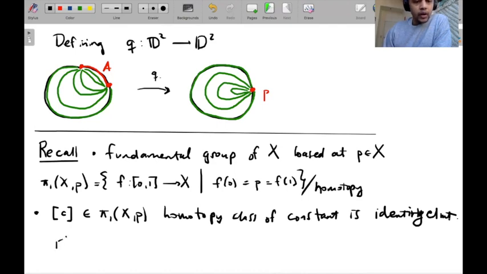Right, and so terminology, I think I mentioned this last time. If f is homotopic to the constant, we say f is null homotopic.